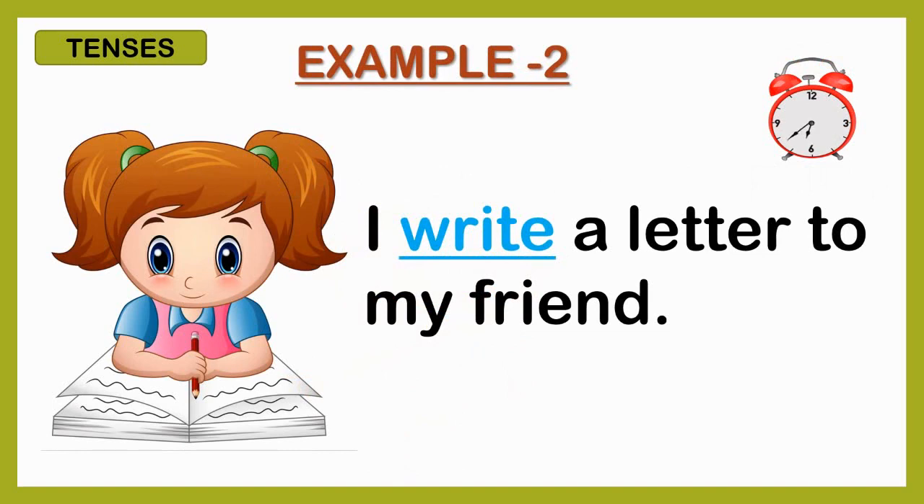Children, now look at the picture in this slide. What do you see? The girl is doing the action that is write. So, here is the second example. I write a letter to my friend. So, in this sentence, the verb write indicates an action in present which is going on.